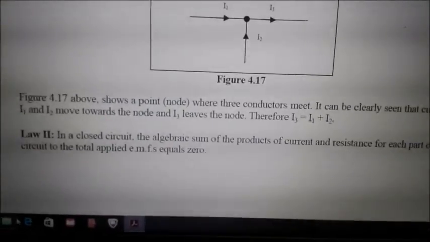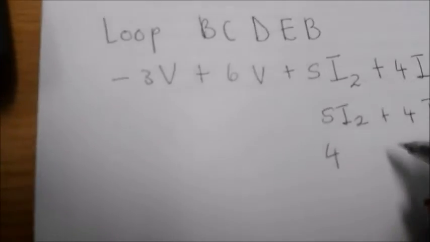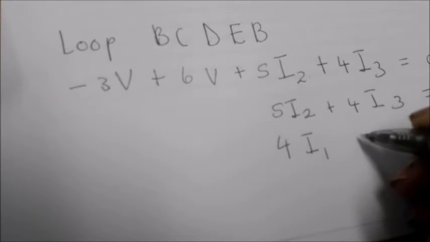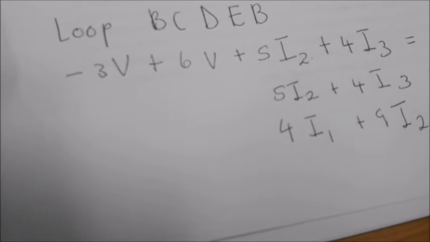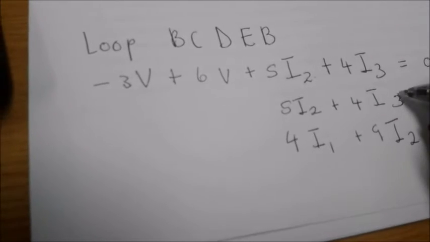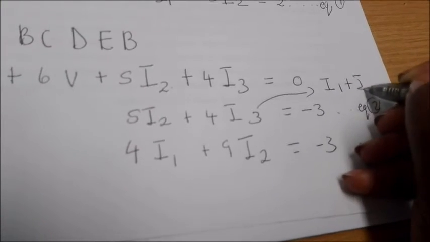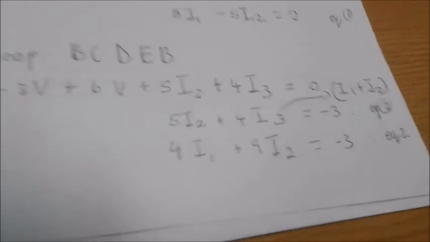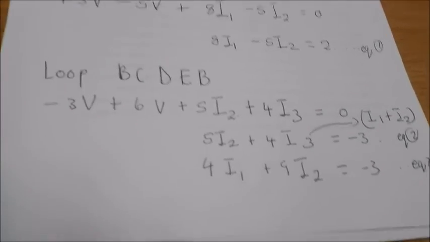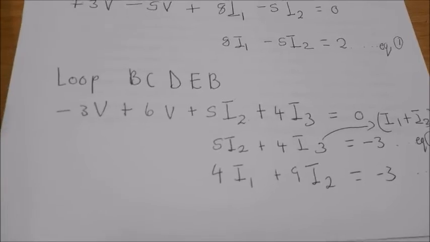Therefore, you can plug that into your equation, and you'll end up with 4I1 plus 9I2 equals minus 3. And this is after plugging in I1 plus I2 and just multiplying it out. So this still remains equation 2. We now have to solve these simultaneously, and I'll go back to the notes for that so that we can see if our answers are correct.